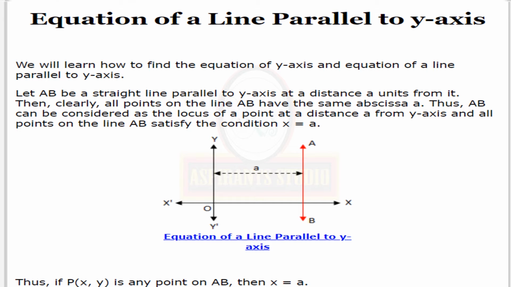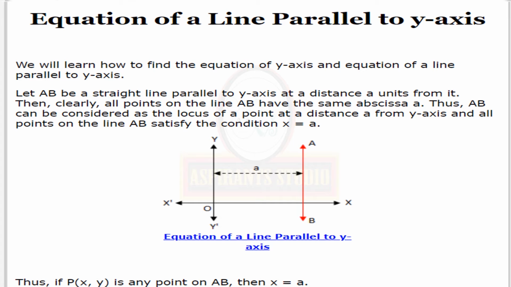Now, equation of a line parallel to y-axis. We will learn how to find the equation of y-axis and the equation of a line parallel to y-axis. Let AB be a straight line parallel to y-axis at a distance a units from it. Then clearly all points on the line AB have the same abscissa a. Thus, AB can be considered as the locus of a point at a distance a from y-axis, and all points on the line AB satisfy the condition x = a.